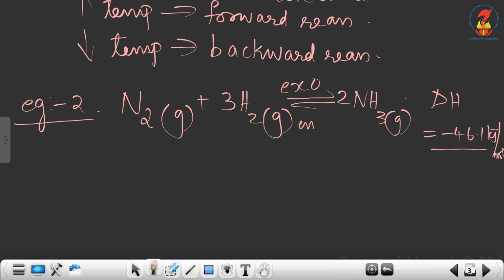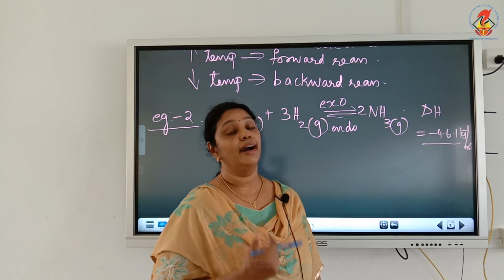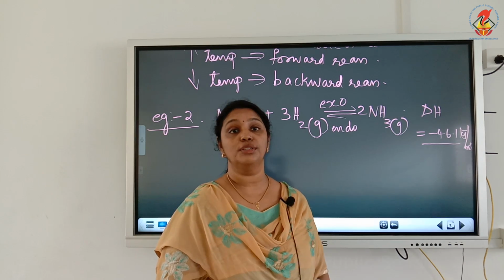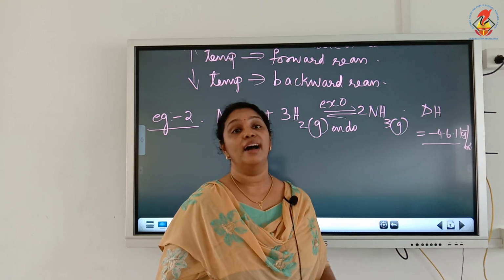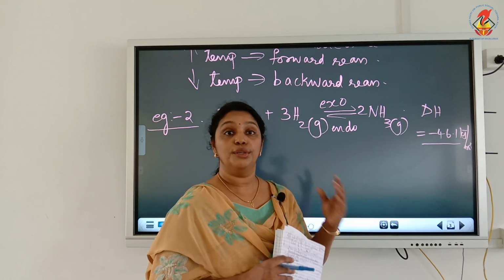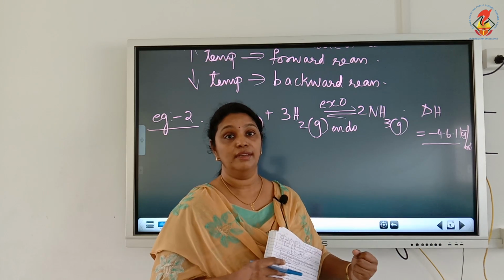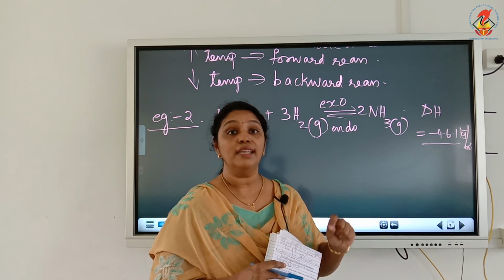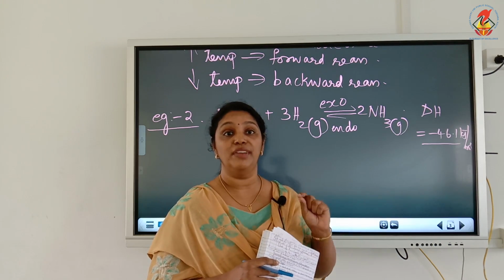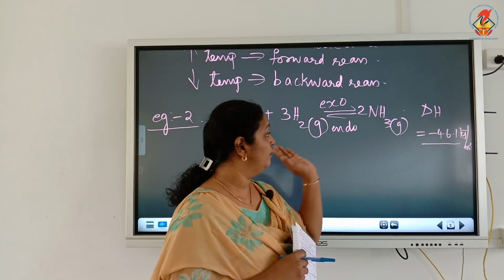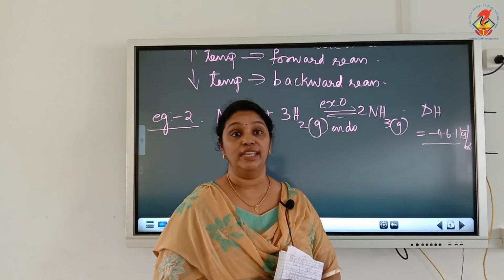That will be an endothermic reaction, and it takes place at high temperature because endothermic reactions take place at high temperature. So to get maximum yield of ammonia, the temperature must be low. It must be very low, only then the forward reaction takes place and we get ammonia.